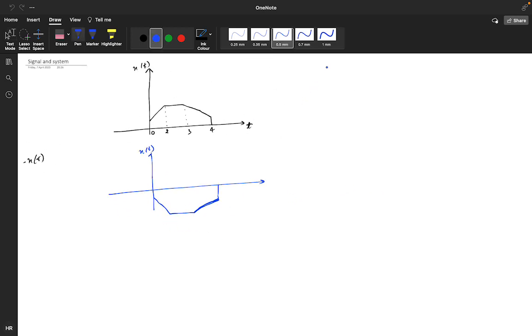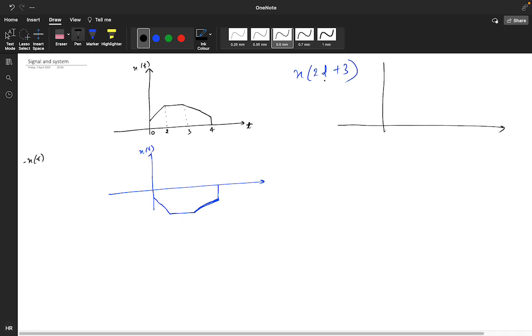Suppose this is your signal and now you want to change it to x of 2t plus 3. Yesterday you understood how to change this signal, right? First, what will you do? We can do scaling and shifting, or shifting and scaling, anything, but it is better to do shifting first, then scaling. If you do the shifting, then 0 will become minus 3.